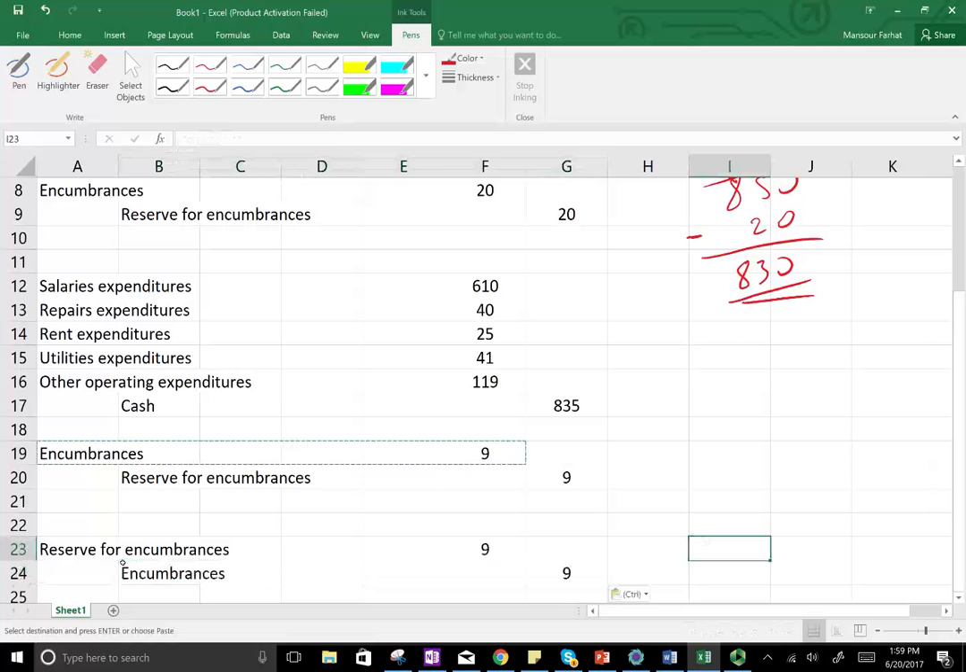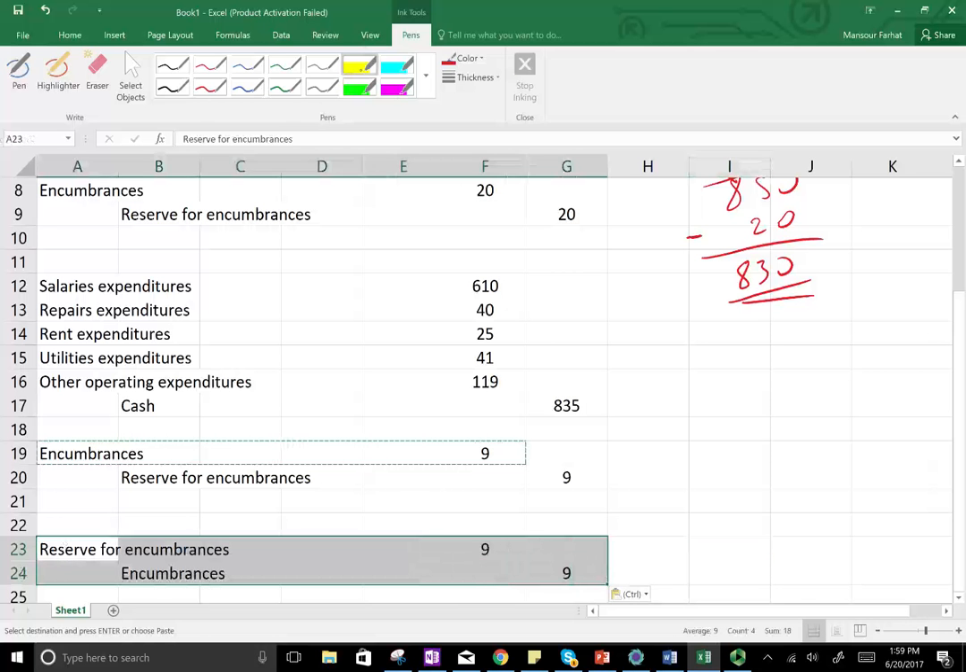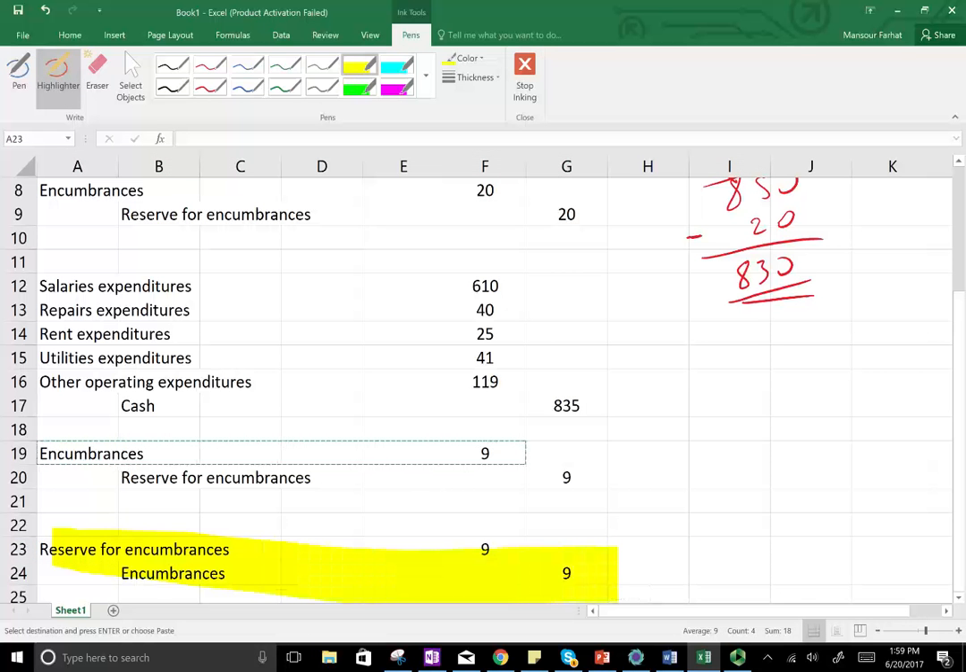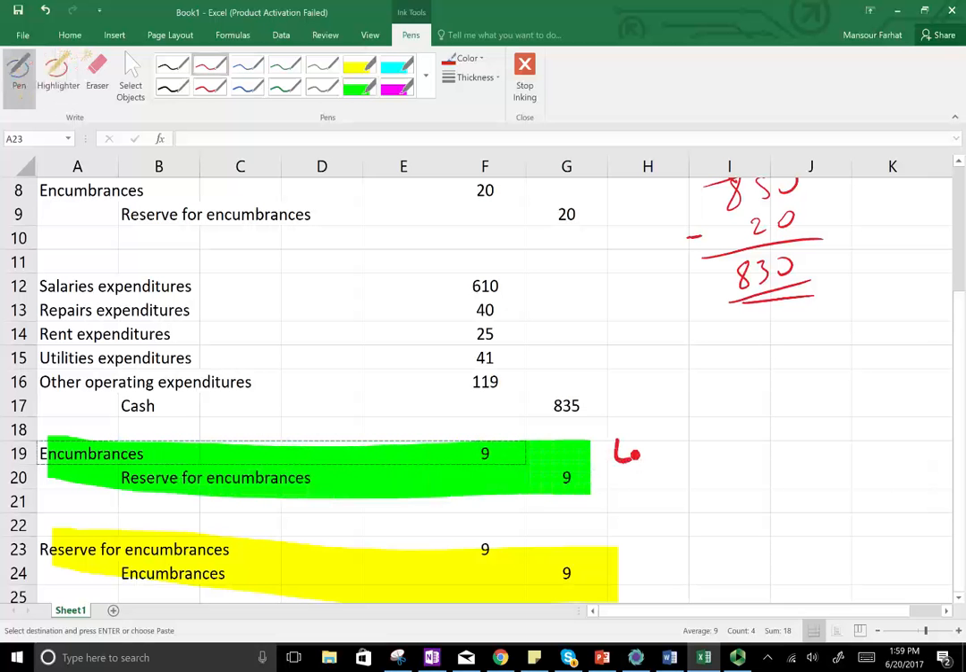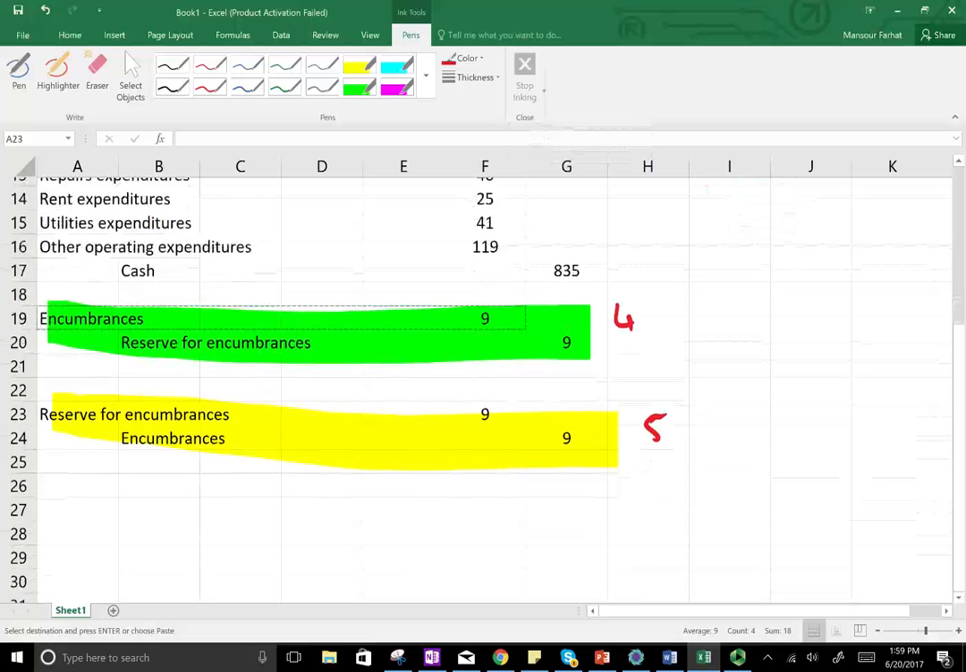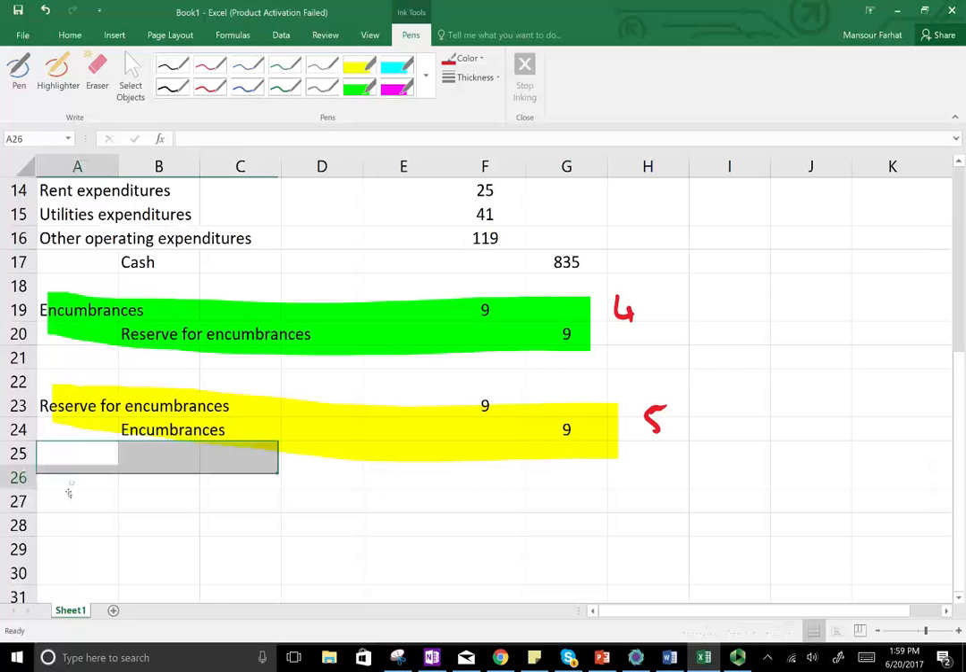That's what we do. This is transaction 5, highlighted in yellow. It's the opposite of transaction 4. So this is transaction 4 and this is transaction 5. The first thing we do is reverse the encumbrance. And after we reverse the encumbrance, now we are ready to record the equipment.